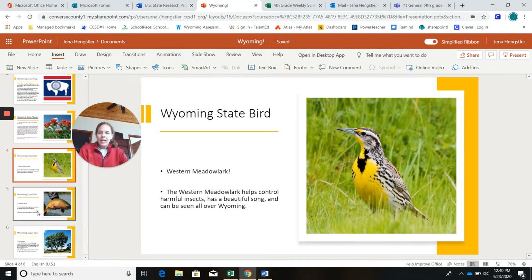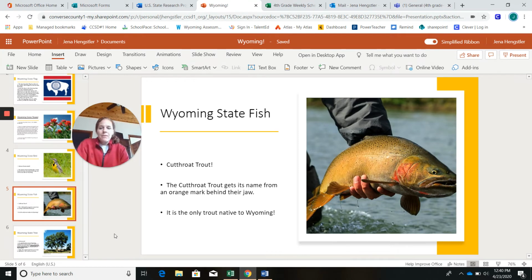So for Wyoming, I chose to do the Wyoming state fish, which is the cutthroat trout. The cutthroat trout gets its name from an orange mark behind their jaw. It's the only trout native to Wyoming. When I was doing my research, I also found that there's actually quite a few subspecies of cutthroat trout that other states have as their state fish. So I thought that was interesting.